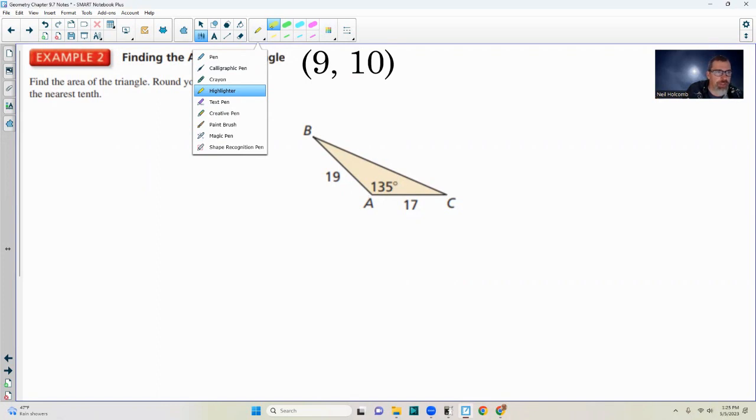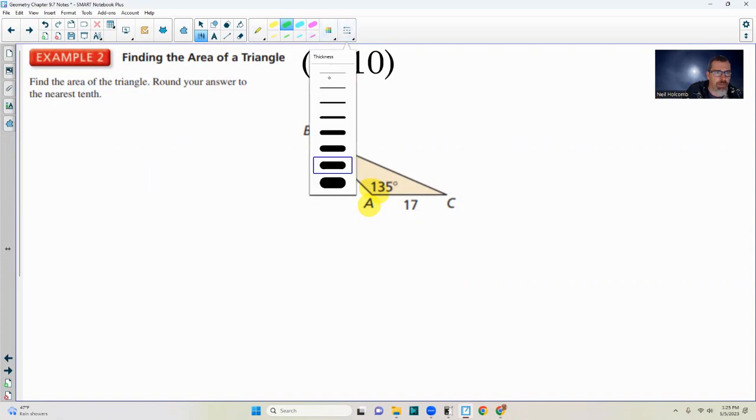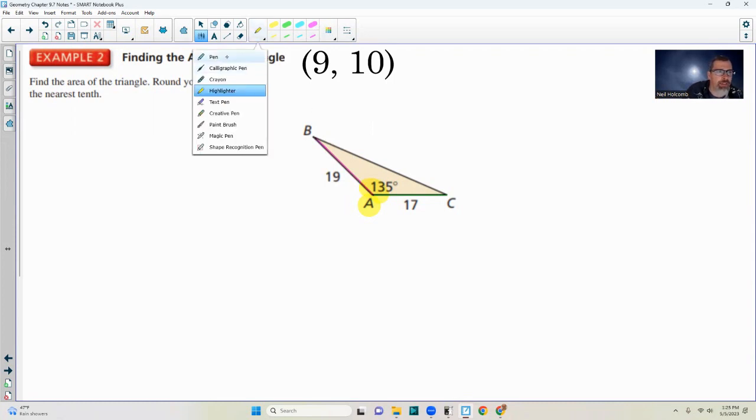So how we do this is with the angle we know. This is our reference angle right here. The two sides that form it are this side here, AC, and the other one, let's use purple, this side over here, which is AB. That sets up our equation. The angle we know is what we're going to take the sine of.